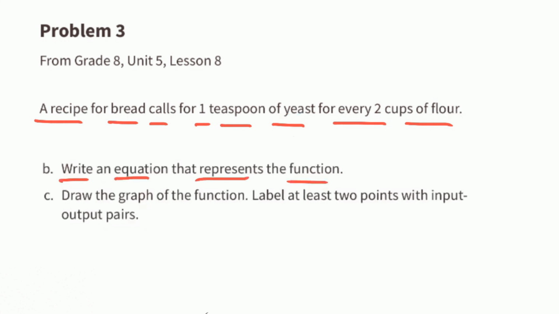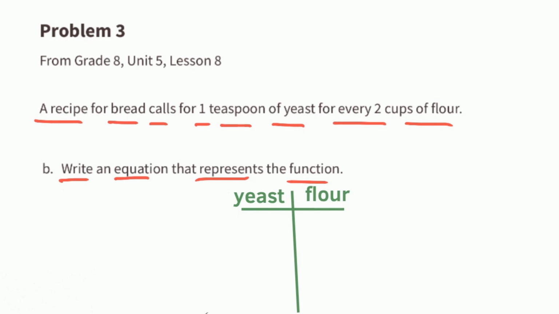B. Write an equation that represents the function. Let's start with a chart with yeast on one side and flour on the other. The information tells us for every 1 teaspoon of yeast, there's 2 cups of flour. y represents yeast and f represents flour. Since 1 is half of 2, and y equals 1, and f equals 2, we can say that y equals half of f. That's if the amount of yeast is treated as a function of the amount of flour.